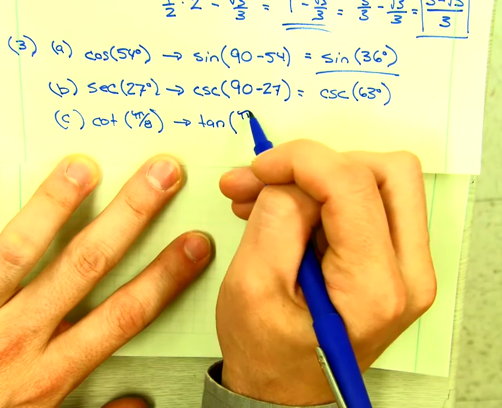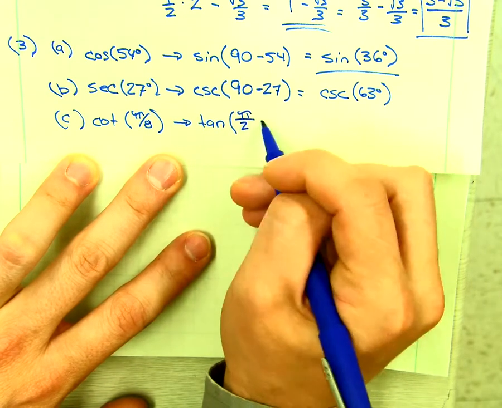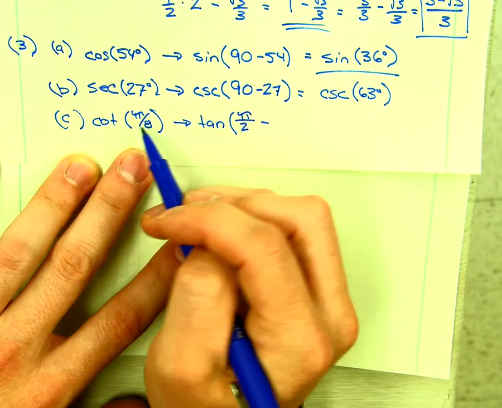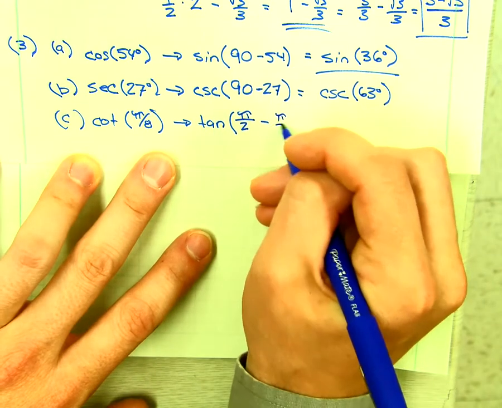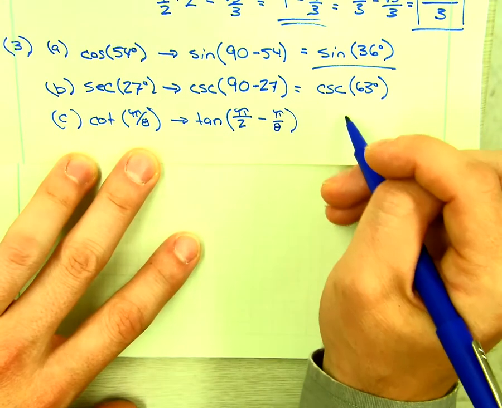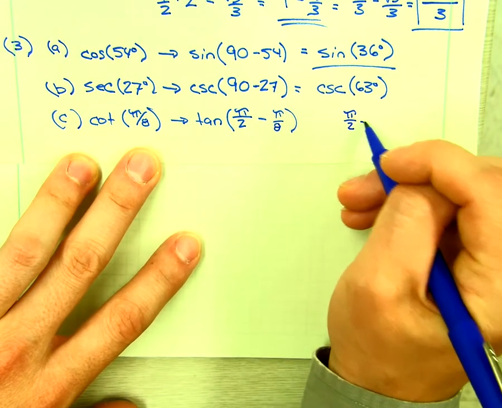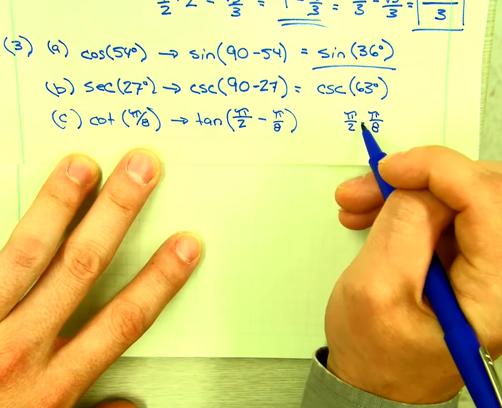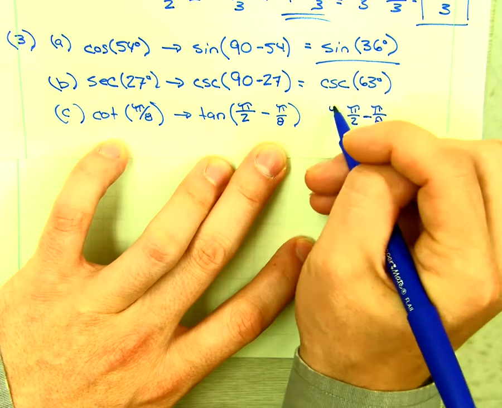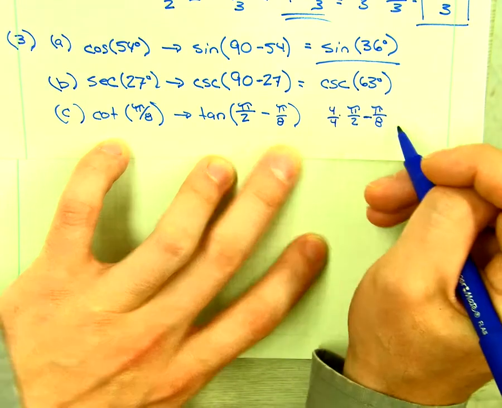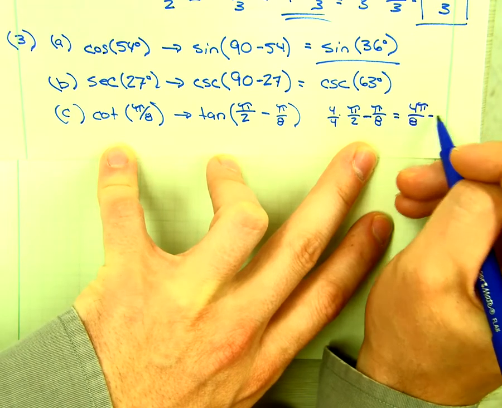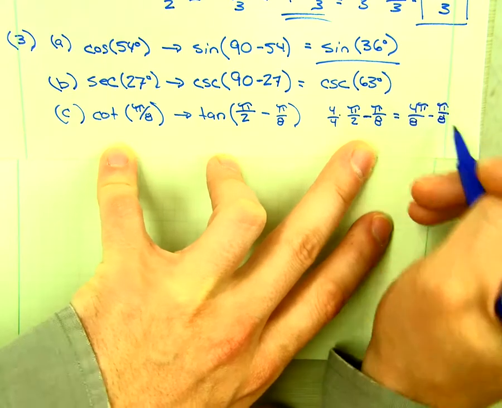So 90 degrees in radians is pi over 2. And then instead of 90 minus my degrees, I'm going to have pi over 2 minus my radians, which is pi divided by 8. Now let me sidebar here real quick what this is. So I've got pi over 2 minus pi over 8. I need common denominators, so I multiply the top by 4 and the bottom by 4. And then this just becomes 4 pi divided by 8 minus pi divided by 8.